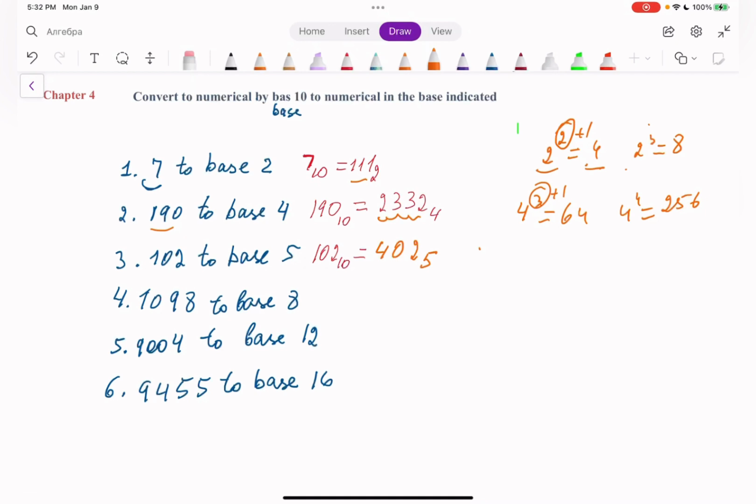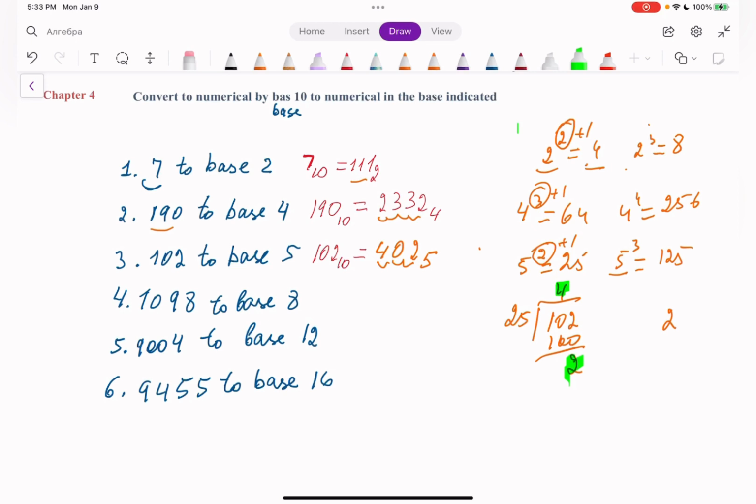Next one, 102 to base 5. To base 5, let's see, we got 5 to power 2 was 25, and 5 to power 3 would be 125. So 125 is greater than 102. Therefore, we are taking 5 to power 2 and then plus 1. We'll get 3 digits. And this is why when we divided 102 by 25, we got 4 times 25 is 100, remainder is 2. Although 2 is already smaller than 5, we are getting only 1 and 2 as answers, right?